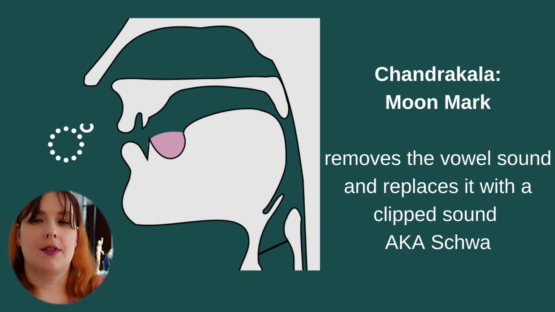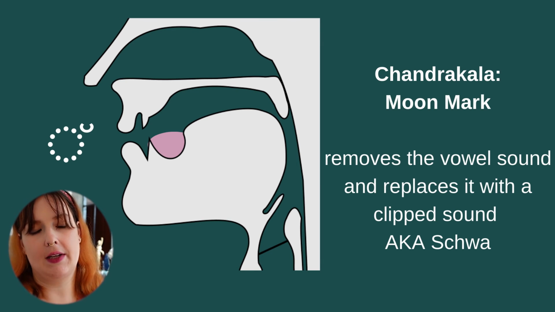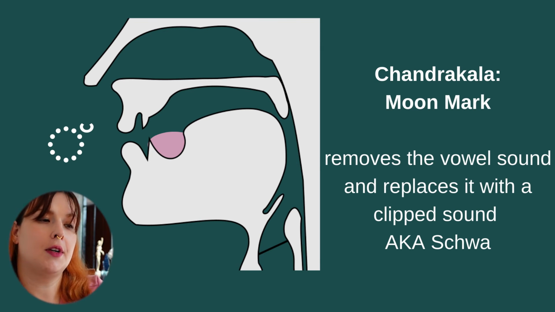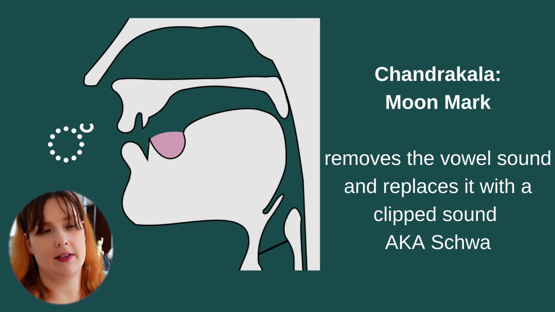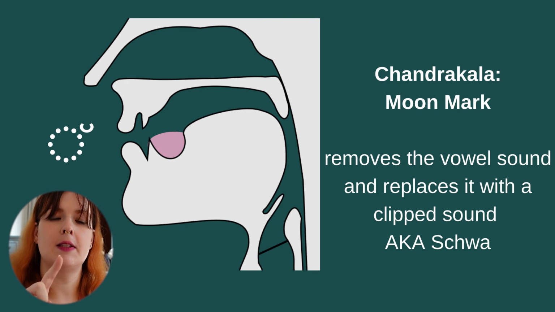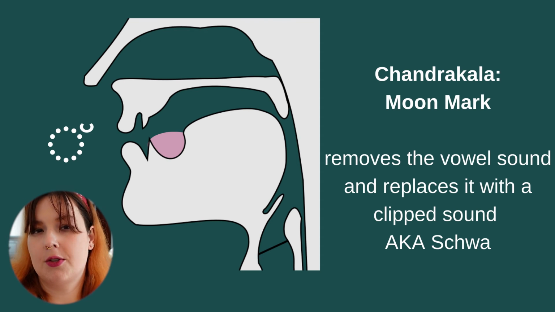So, now to talk about the Chandrakala. This is called a moon mark in English. It removes the vowel sound. So whenever you see a letter in Malayalam, an aksharam, it's going to automatically have an a next to it. Ka, ma, va, ba, whatever. It always has an a. But when we add the moon mark, this means we take away that a and we are left with a clipped sound. In English, we call it a schwa.